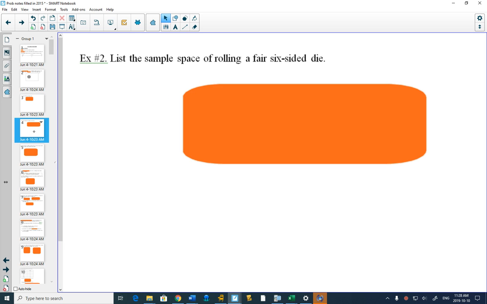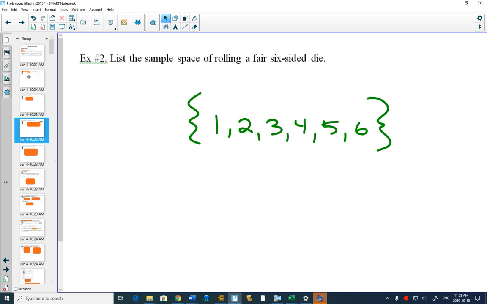Rolling a 6-sided die. What is our sample space? 1 to 6. We're not going to imagine balancing it on its edge. Now you're going to go home and try and balance it on its edge all day. There's probably someone on YouTube who's done it. Good for them. That's why our sample space is 1 through 6.